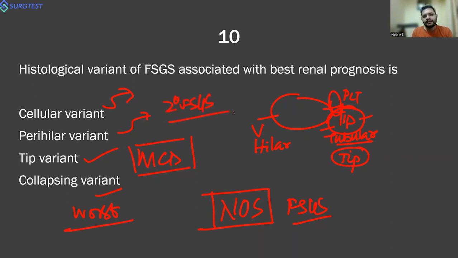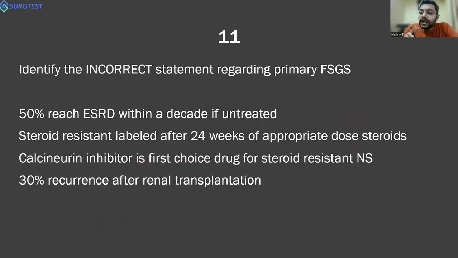Any cause of secondary FSGS like your dysplastic kidney, obesity related, sickle cell, reflux nephropathy, all this can have a perihilar variant that has an intermediate prognosis. Cellular has an intermediate prognosis. Okay. So tip variant, good prognosis; collapsing, bad prognosis. These two things you remember. That's enough. And secondary FSGS, perihilar variant. You can get an MCQ: what is the histological variety expected in a secondary form of FSGS due to glomerular hyperfiltration injury? Perihilar variant. Okay. So natural history, very important.